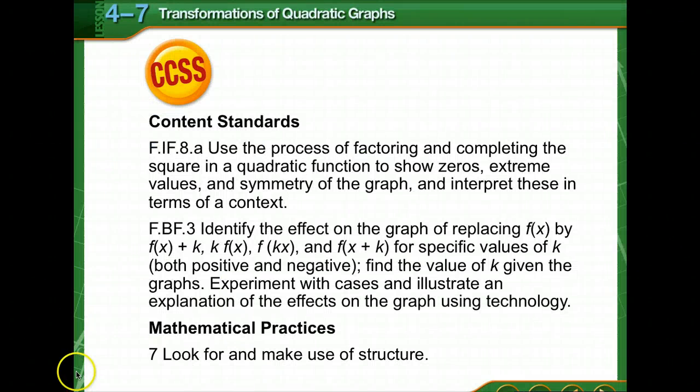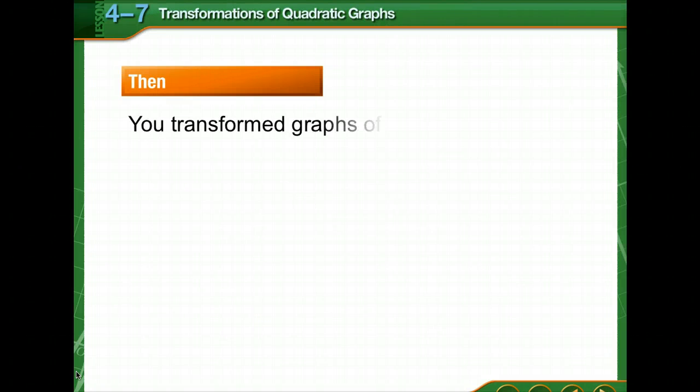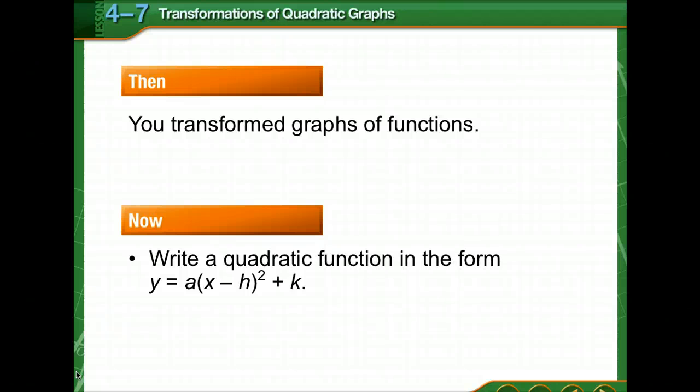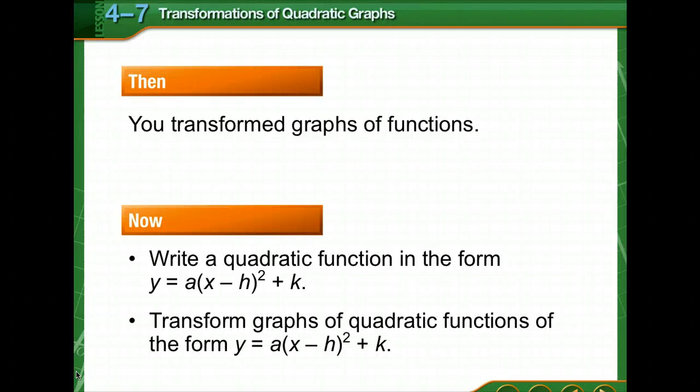Okay, today we're going to be studying transformations of quadratic graphs. These are the content standards and the mathematical practices we'll be using for our assignment. Previously you've transformed graphs of functions, and today we're going to write a quadratic function in the form y = a(x - h)^2 + k, and transform graphs of quadratic functions in that same form.